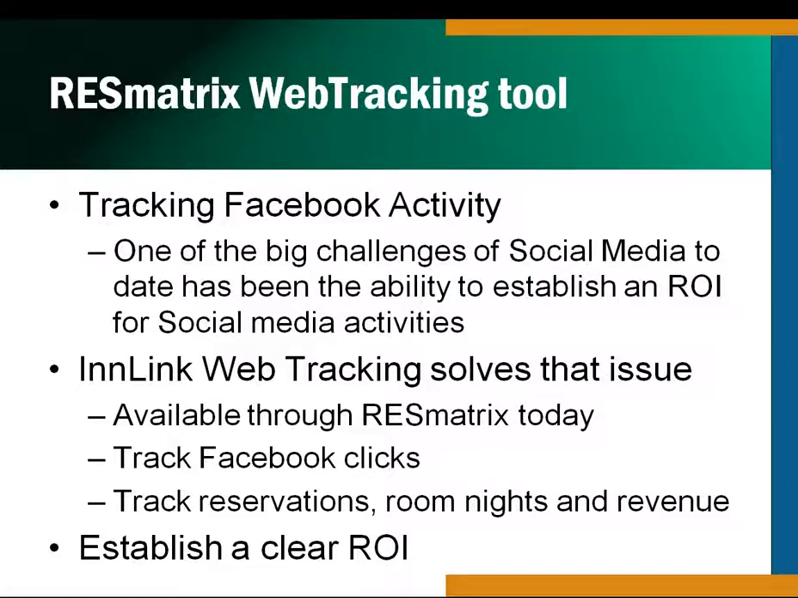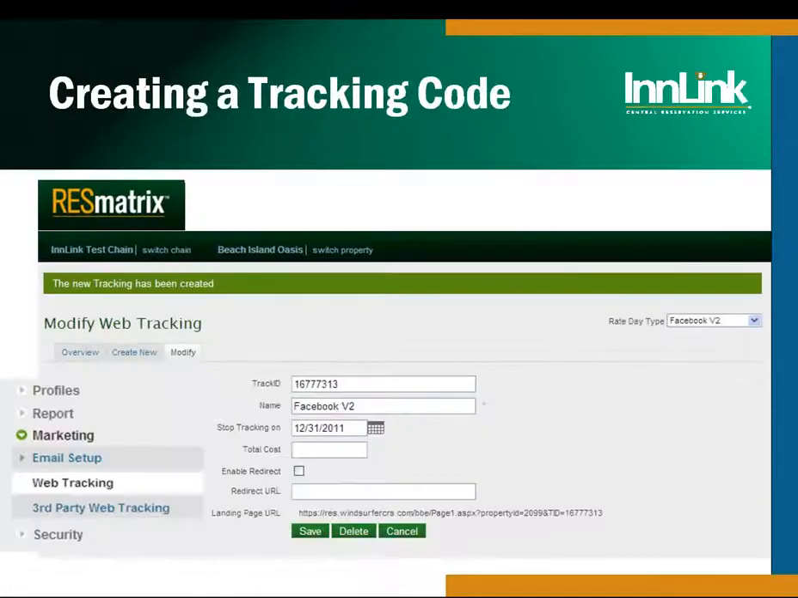So let's walk through that web tracking tool just a little bit. To create a tracking code, you go in the marketing section on ResMatrix under web tracking, and there's very few things that you need to fill out. You name the code, tell how long you want to track it, and hit create, and the new tracking code is established.